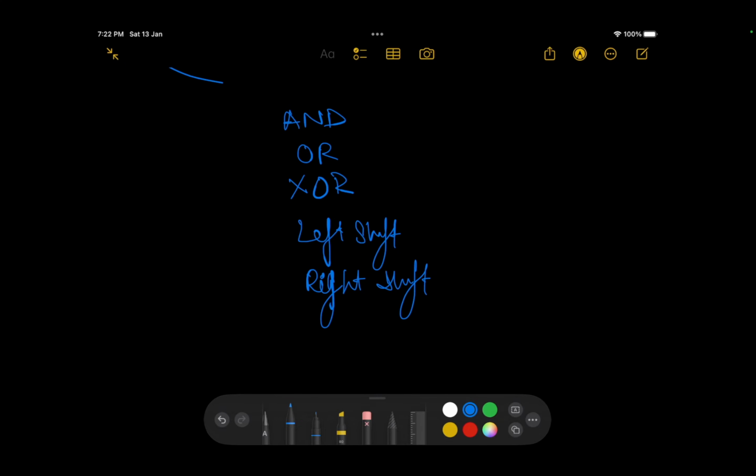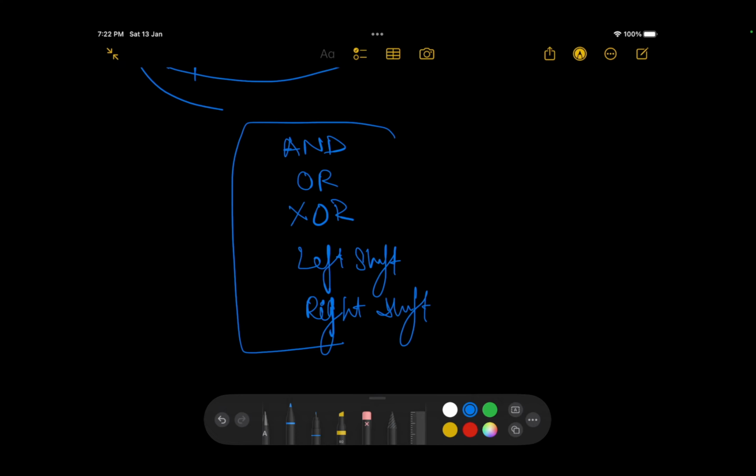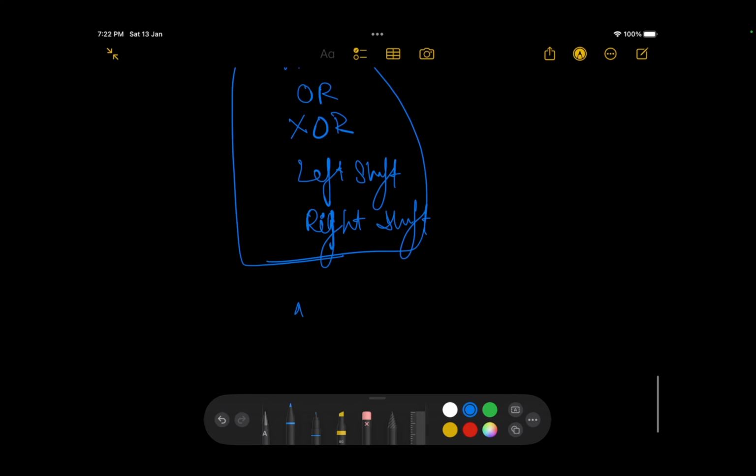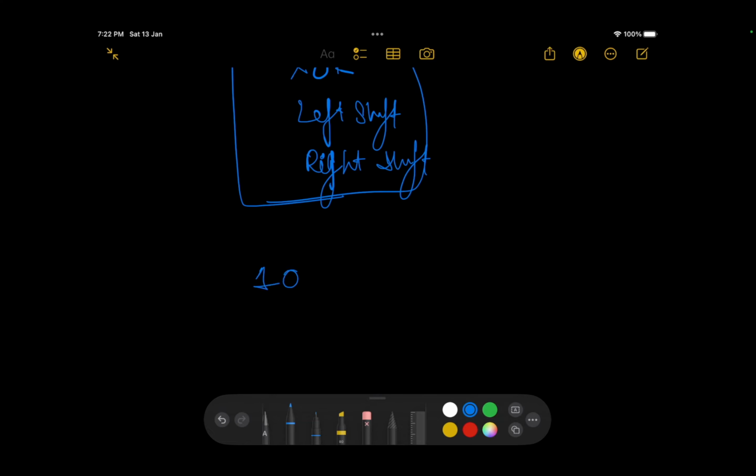Obviously this list is not exhaustive, but these are the very basic ones, and knowing this would make your life easier. So let's start with the very first one, that is AND. Now what AND says is that if you have 2 strings, let's say 1 0 0 1 0 1 0, and the other could be like 0 0 1 0 1 1 0.